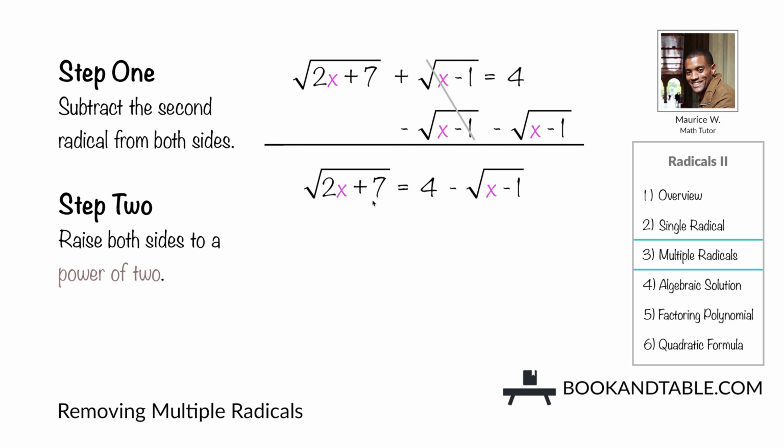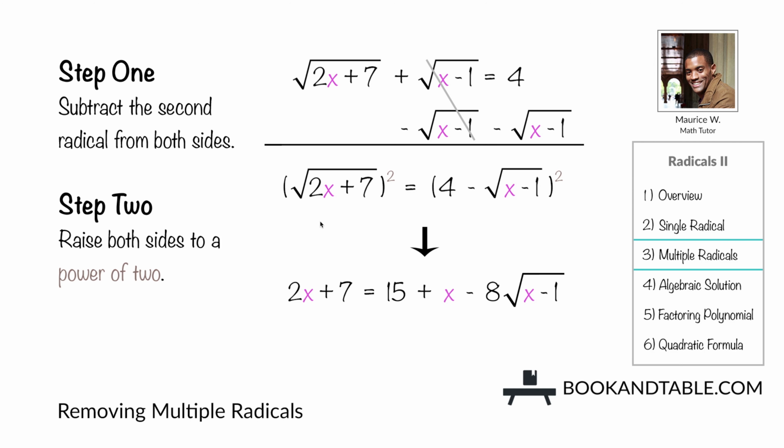Step 2, we're going to raise both sides to a power of 2. That helps us get rid of this radical sign. So we're just left with 2x plus 7 on the left side. I'm going to skip the individual steps on the right side, but this 4 minus the square root of x minus 1, squared, would become 15 plus x minus 8 radical x minus 1.